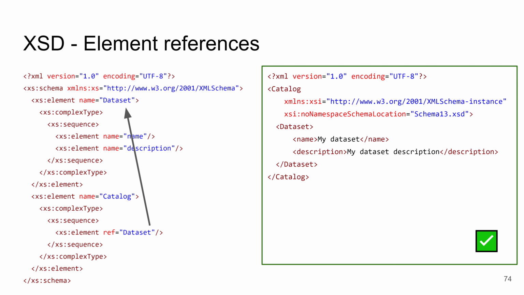So either elements and types are defined globally, which means in the root XSD schema element, and then they can be reused throughout the schema, or they are defined locally within an element or type definition, and then they cannot be reused from other places of the schema. So in this case, the dataset element definition is reused.